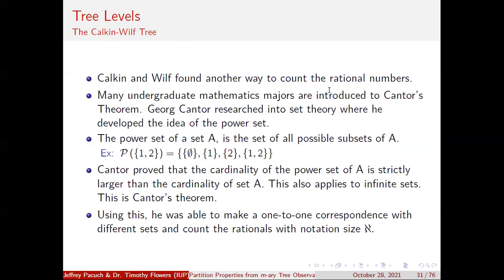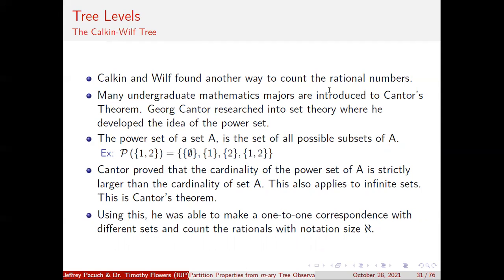So you might have seen Cantor's theorem in an undergraduate math class, where they use the power set. The theorem is saying that the power set of some set A, so I have an example of {1, 2}, will be strictly larger than the set itself, where the power set is all the subsets of that set. So I have the empty set, {1}, {2}, and {1, 2}. Using that theorem, you can go off and prove the cardinality of the rational numbers by making a 1-to-1 correspondence. I won't show that in here because that's not super relevant, but it is another alternate method of counting the rational numbers.